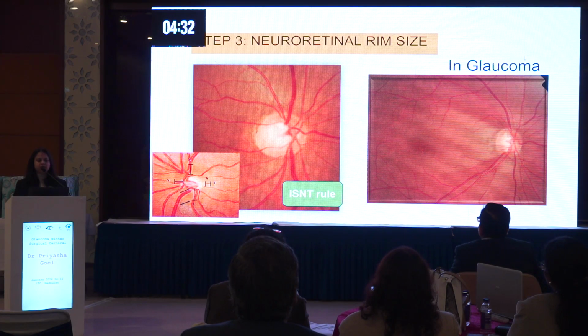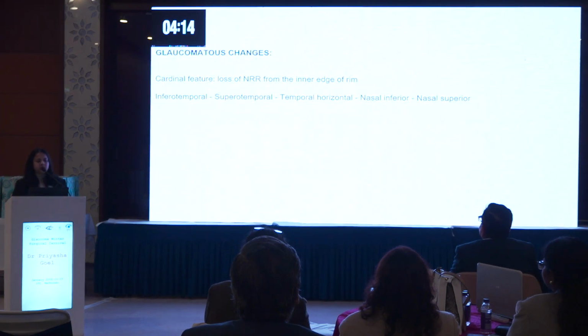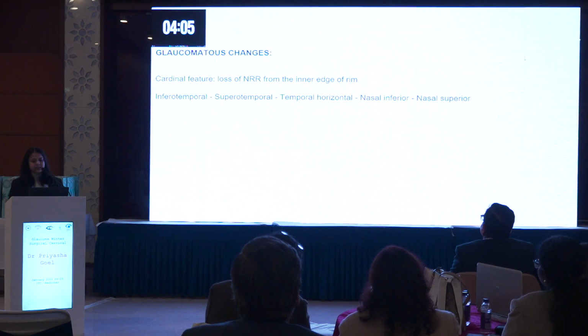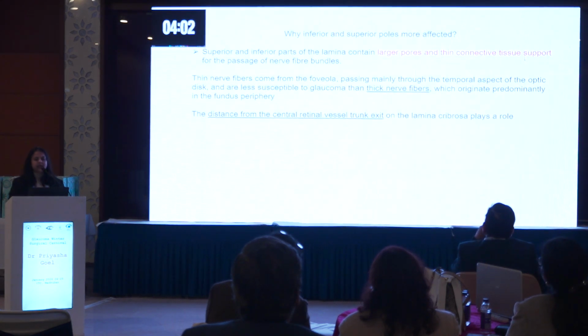Third is neuroretinal rim size. We all know the ISNT rule: inferior rim is more than superior, then nasal, then temporal, and any change in the ISNT rule will point towards glaucoma. In glaucoma, first the inferotemporal and then the superotemporal rims are affected, followed by temporal horizontal, nasal inferior and nasal superior. The cause is that in the inferior and superior parts, the lamina has larger pores and thinner connective tissue, which can lead to more damage to these parts of the nerve.